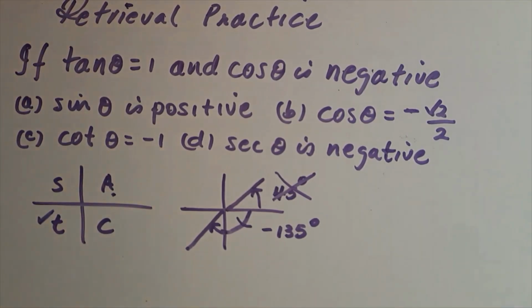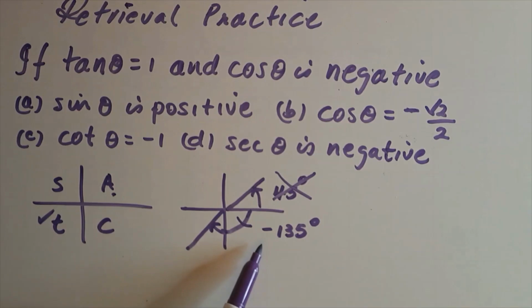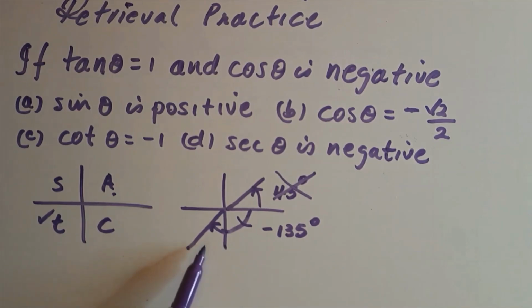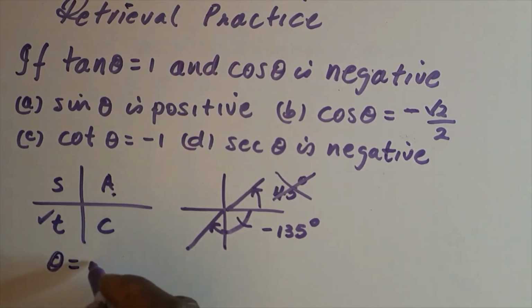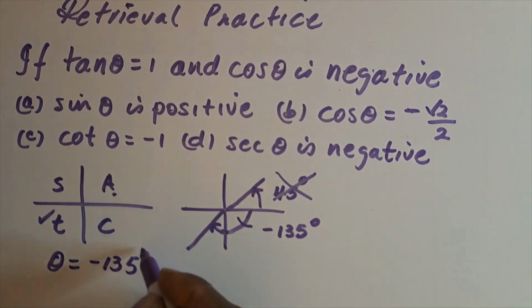Theta is not 45 degrees because cosine will not be negative in the first quadrant. The only other quadrant where tan is positive and cosine will be negative is the third quadrant. And so theta is equal to minus 135 degrees.